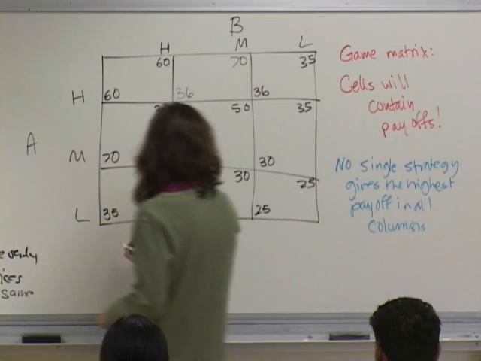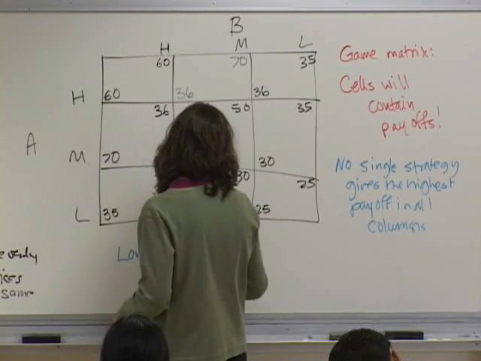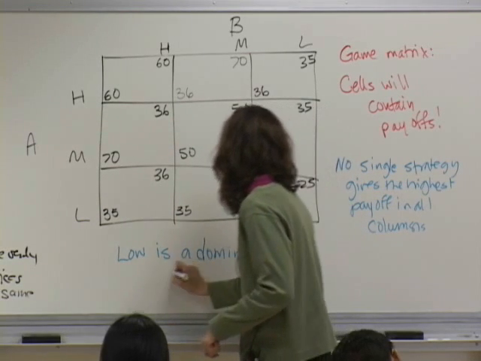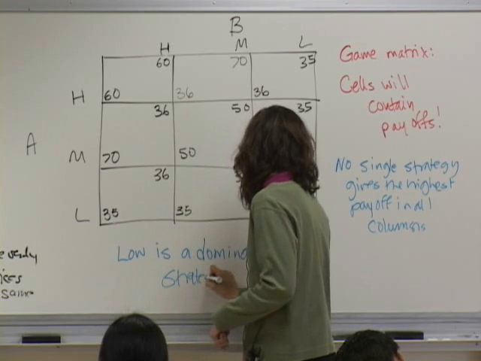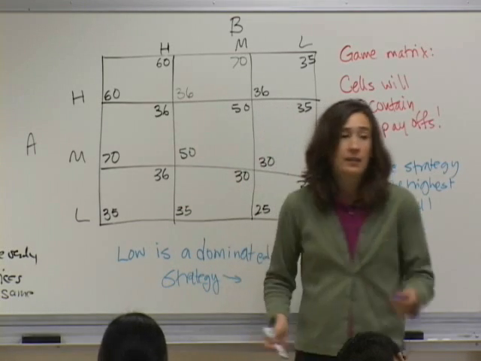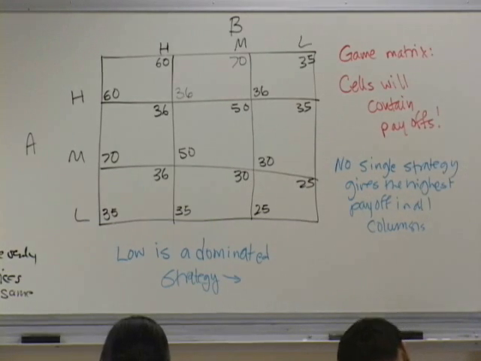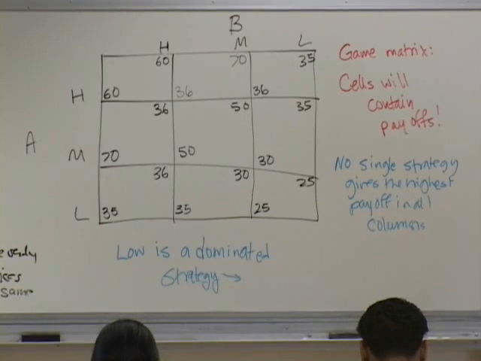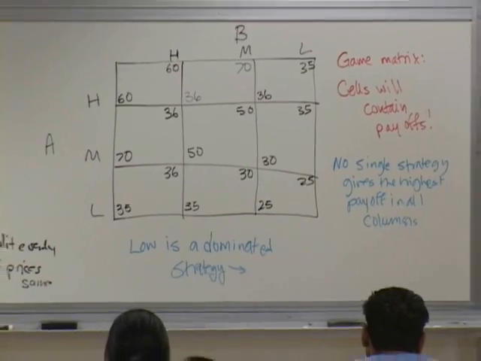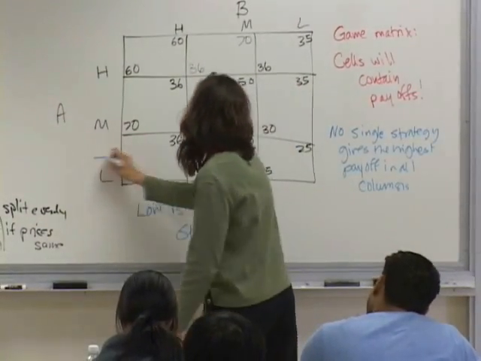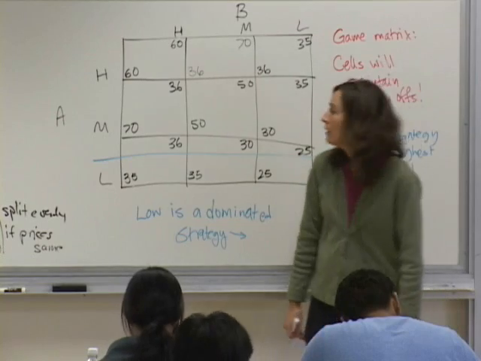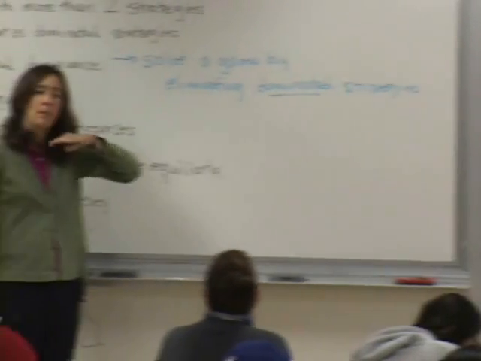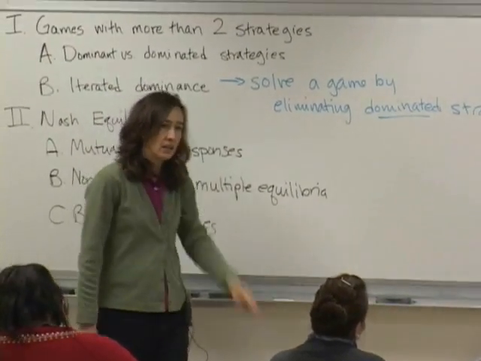Okay? So low is a dominated strategy. In this case, it is dominated by both of the other strategies, but all it would have to do is be dominated by one for us to say we're not going to play it. Okay? So that's what we're going to say, and look how I'm going to do this. I'm just going to cross it off. I'm doing what I said I was going to do. I'm going to solve the game by crossing out, by eliminating dominated strategies.